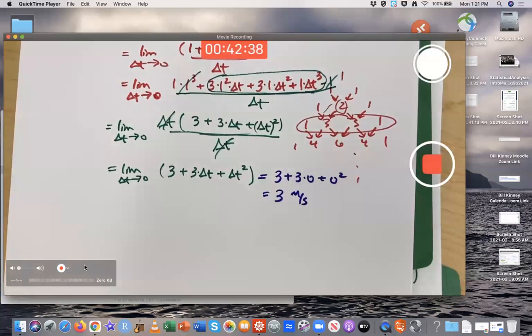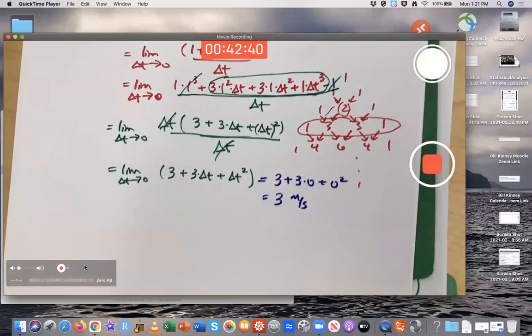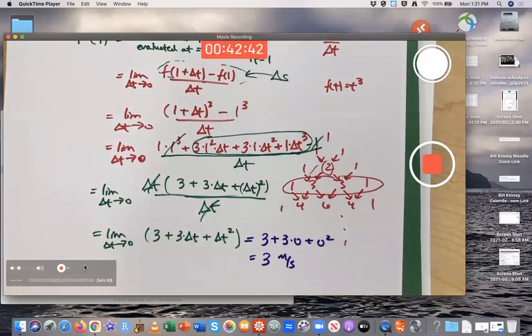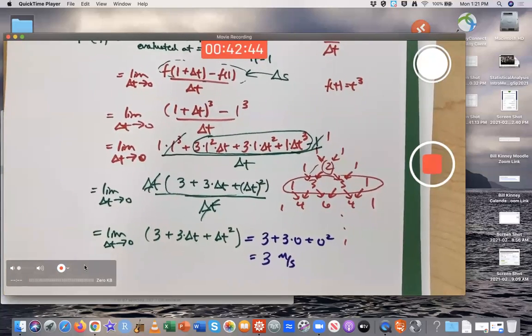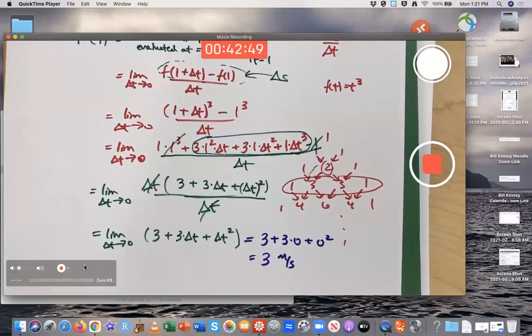Can I clarify anything there? I've not completely justified everything here. I'm about to talk about how to justify these steps. And you should be able to justify these steps for exam 1 in 1 week for this kind of problem.